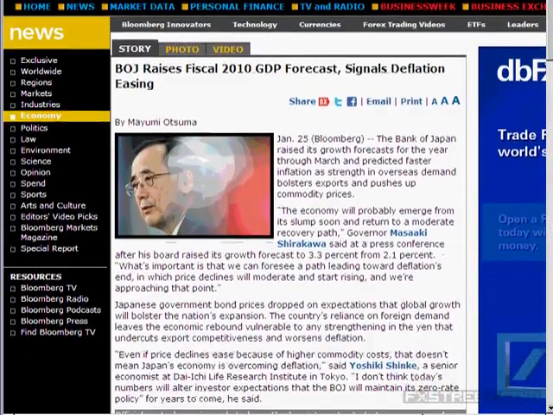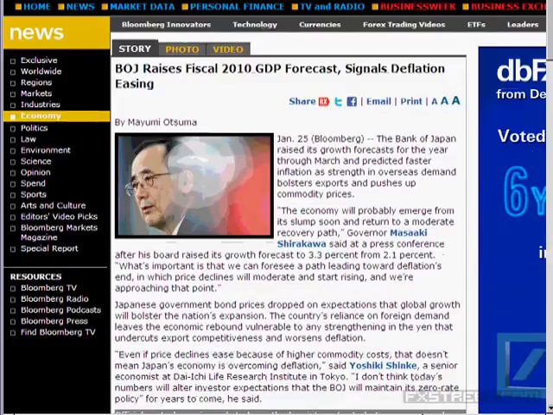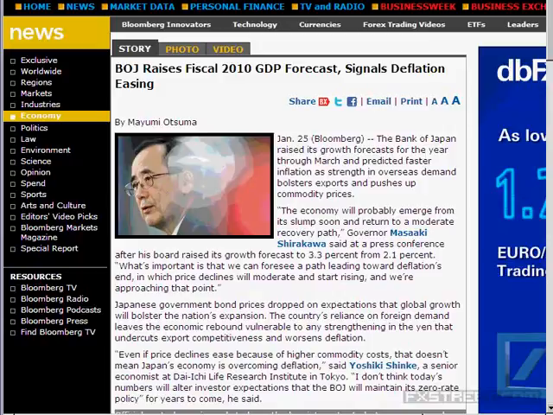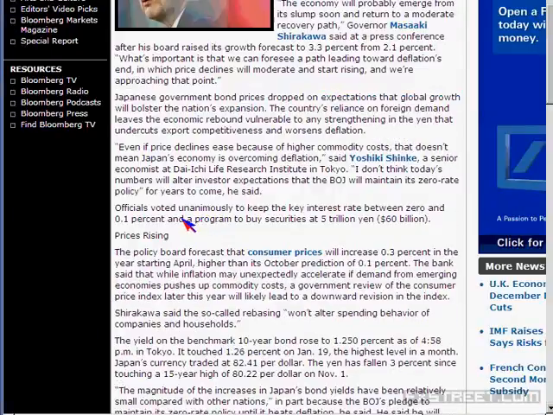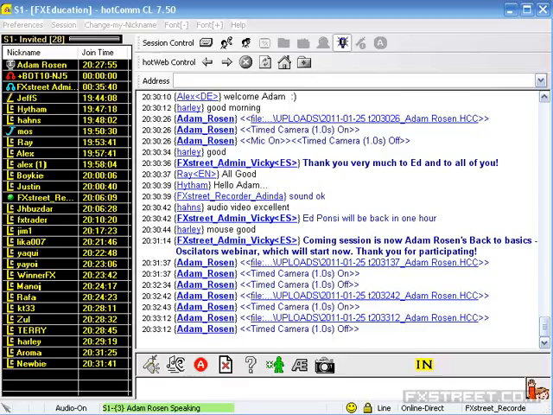In more news, the Bank of Japan raises growth forecasts for the year through March and predicted faster inflation as strength in overseas demand bolstered exports and pushes up commodity prices. The board raised its growth forecast to 3.3% from 2.1%, said Governor Shirakawa, and they also, by the way, left interest rates unchanged as expected at the 0 to 0.1% range. That's the Bank of Japan.